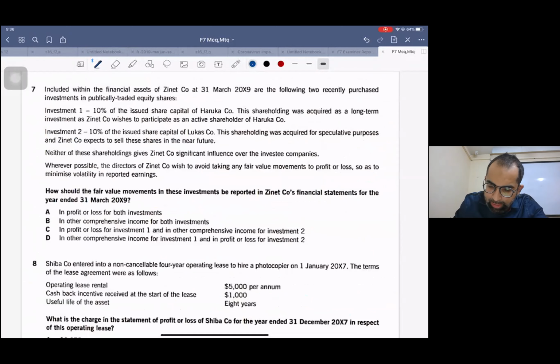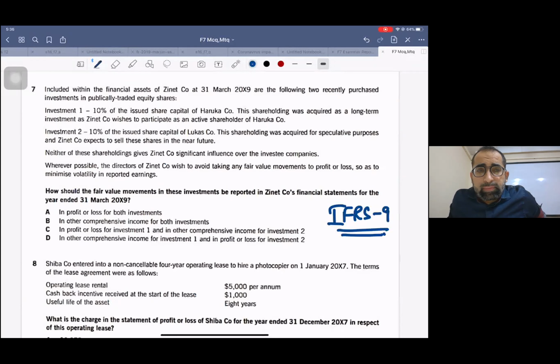This is related to IFRS 9. You remember the classes in IFRS 9, when we were studying financial assets. Listen. One class of financial asset is equity. If you buy ordinary shares of another company, it's also a financial asset. And for that you have two options: fair value through PNL and fair value through OCI.